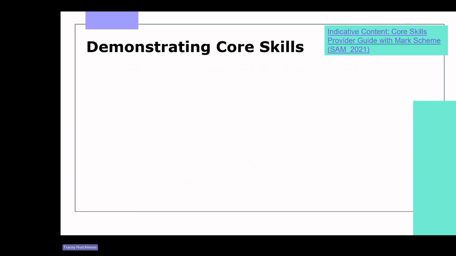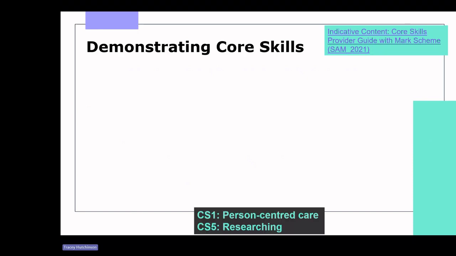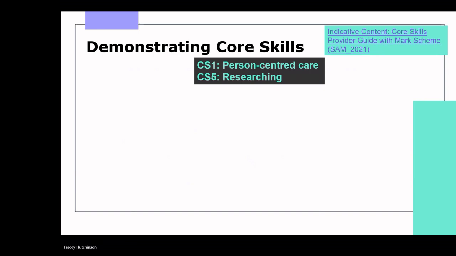Task 1 offers an opportunity to demonstrate various core skills, including CS1, person-centered care, when planning, developing and providing care to ensure the needs of individuals are met, and CS5, researching, being able to contribute to research and innovation within a specific area of practice, working from independently sourced material and analysing results of research to draw conclusions. To maximise success in demonstrating these core skills, students should consider the following tips.